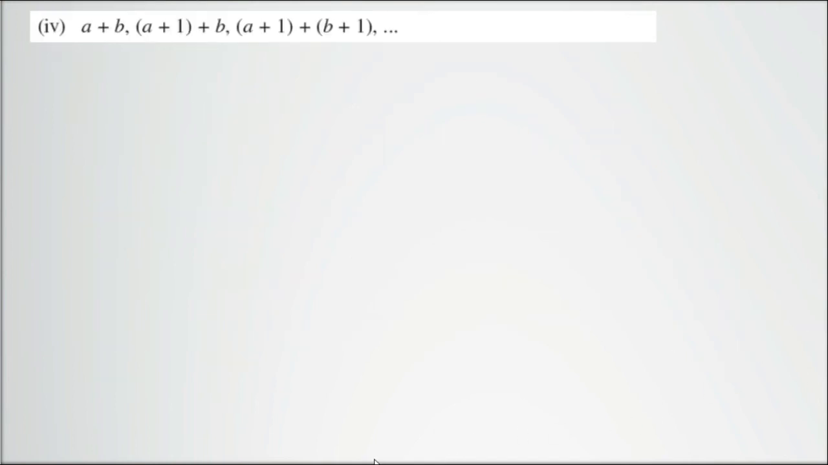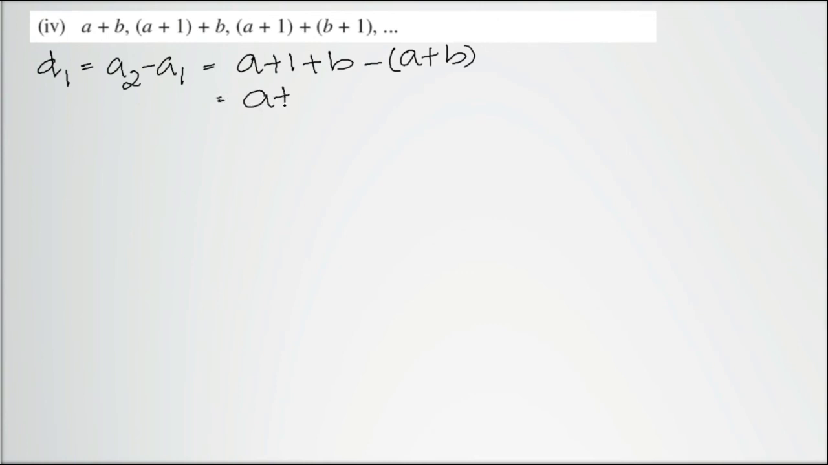Now the fourth sub question. Let me find out the first difference, which is the second term minus the first term. We will be getting a plus 1 plus b minus of a plus b. We get a plus 1 plus b minus a minus b. Here both a and b get cancelled. We will be left with only 1.